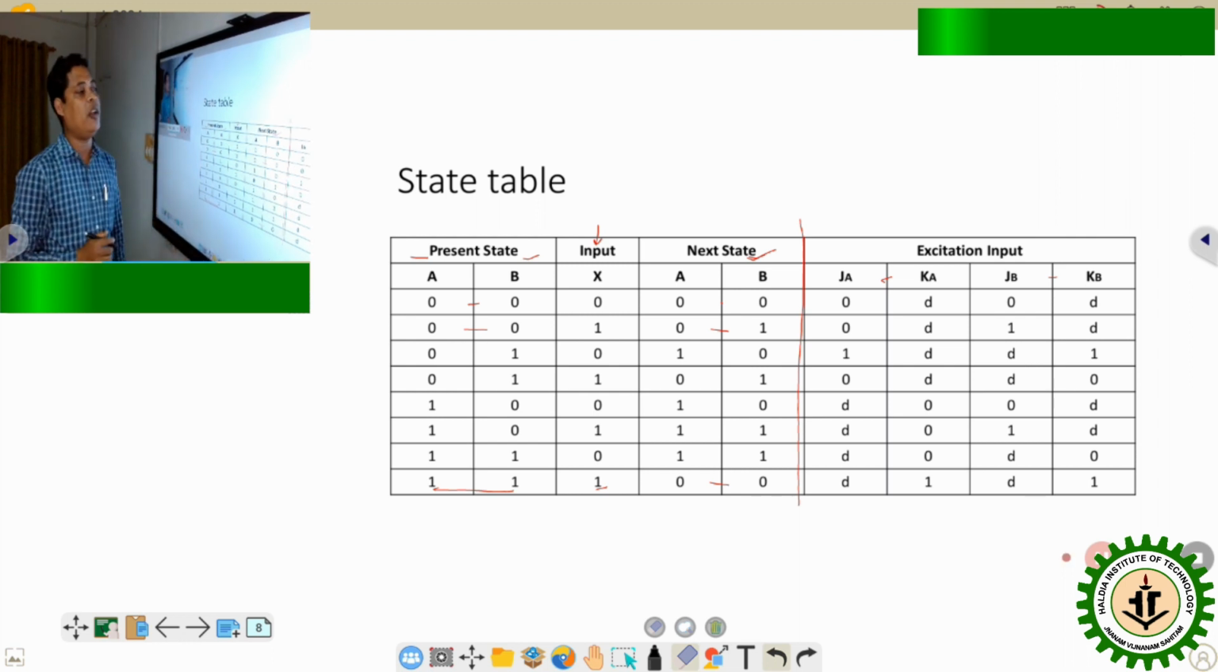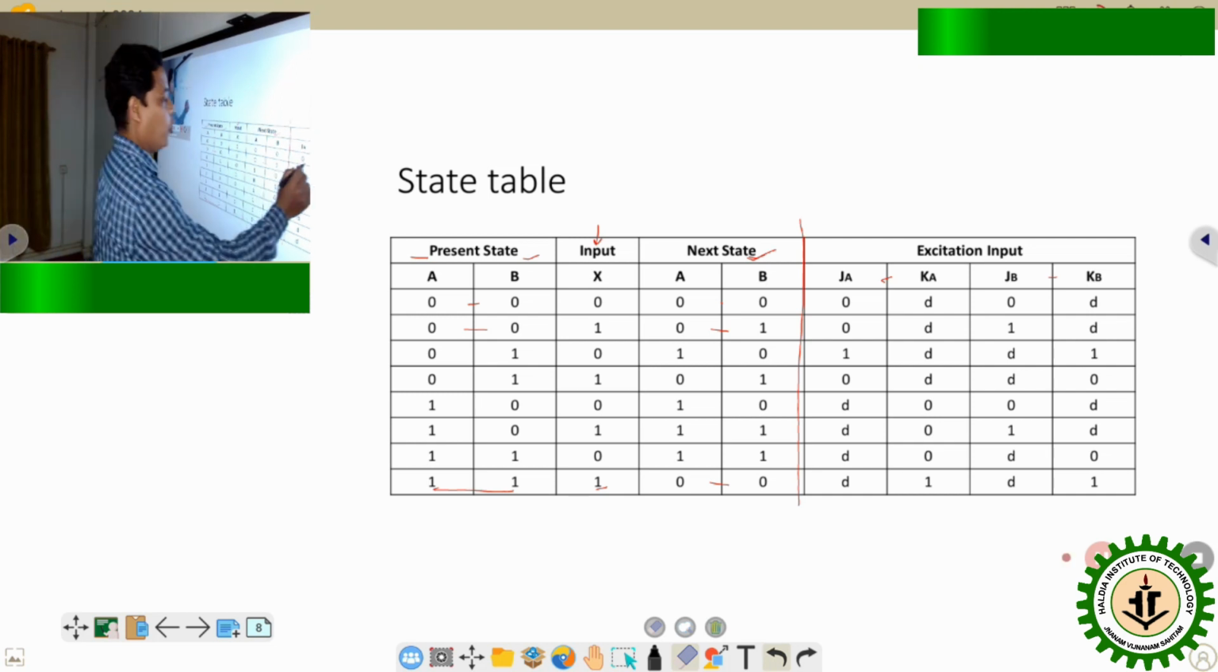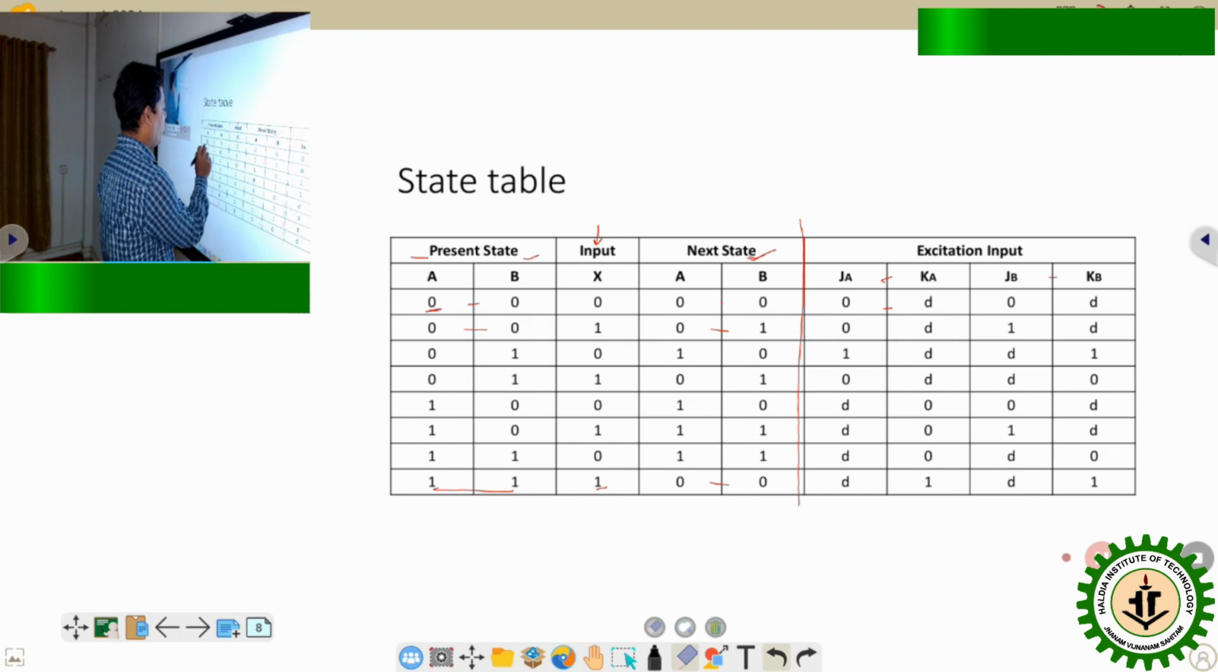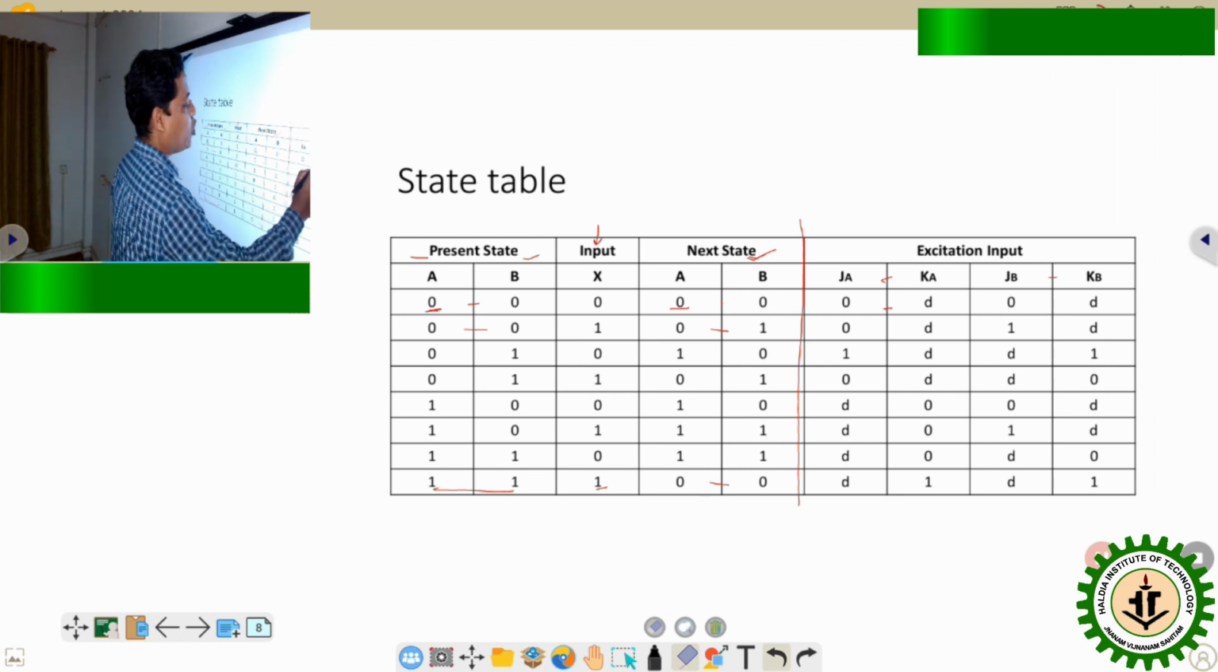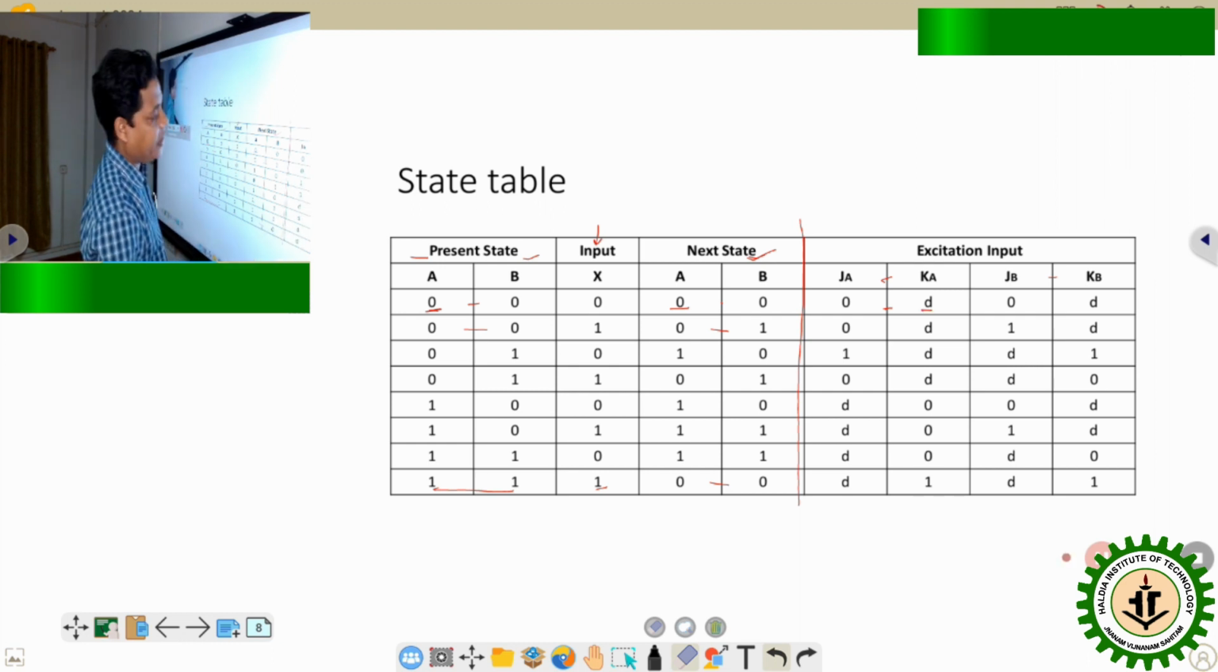From the excitation input table of the JK flip-flop, we can derive this, that is, if the present state of A equals 0 and next state also we need 0, then we have to apply the input terminals of the JK flip-flop as J equals 0 and K equals don't care. That means it could be 0 or 1. Next, here it can be observed that it is present state 0 and next state also 0. So excitation input remains the same.